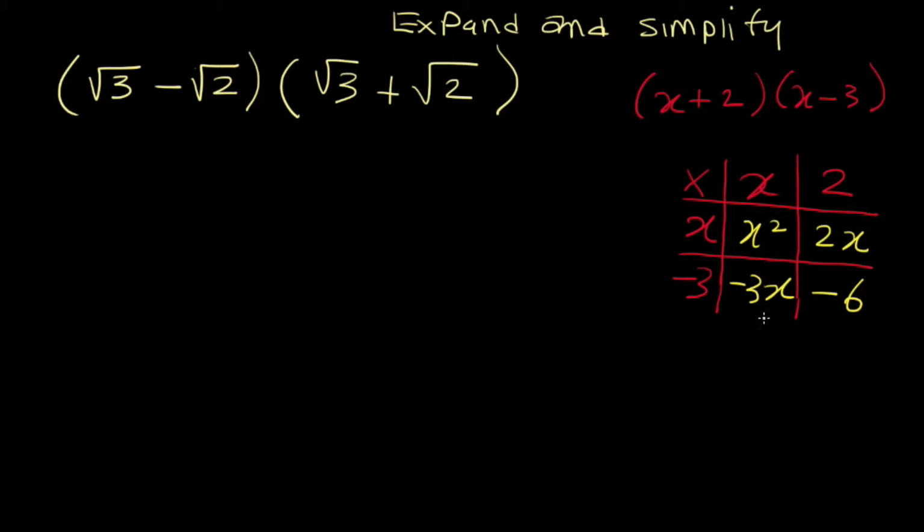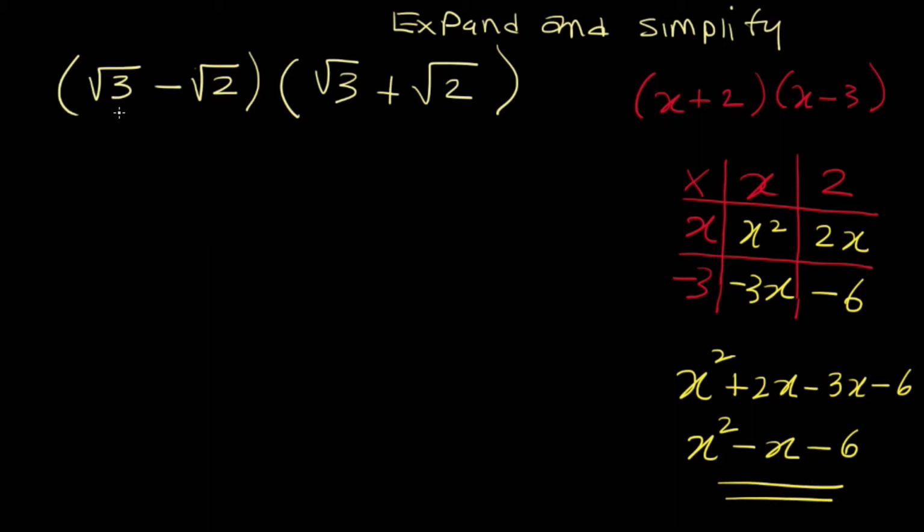Now I need to collect these terms. So I got x squared plus 2x minus 3x minus 6. The x terms I can simplify. What's 2x minus 3x? Minus 1x. Do we write minus 1x? Minus x. So we've expanded that. Now, this is the principle we follow to expand these two brackets. It's the same. You tell me what to do then.